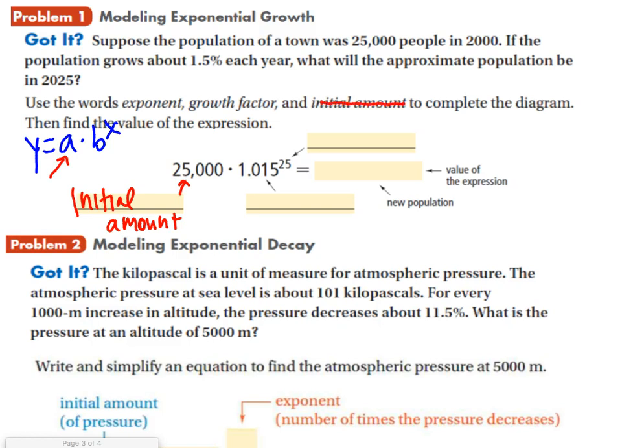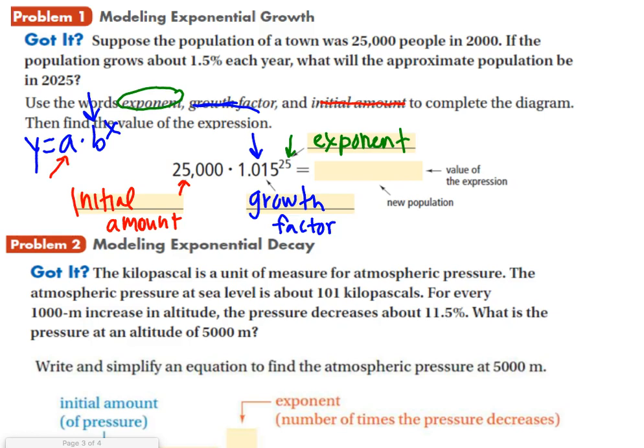Now, our growth factor, remember guys, that's just your B. Your B is your growth factor. So here's our B. There's our growth factor. Just looks a little different. Growth factor. And don't break my heart because I know that all of you know what an exponent is. Our exponent is the little number up top in the corner. So here is our exponent. Value of the expression. Now that's what we need to do.